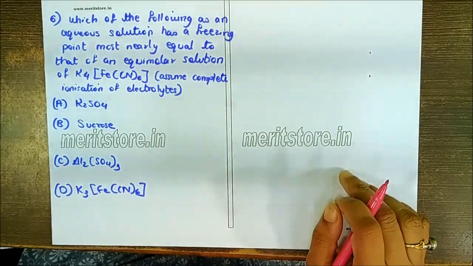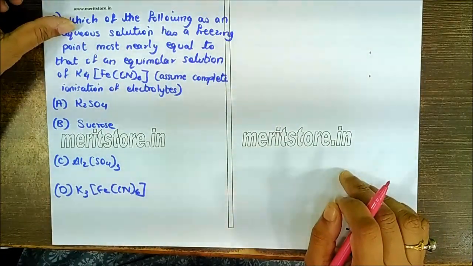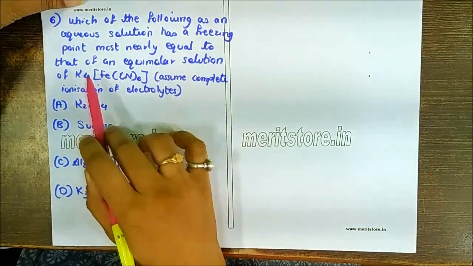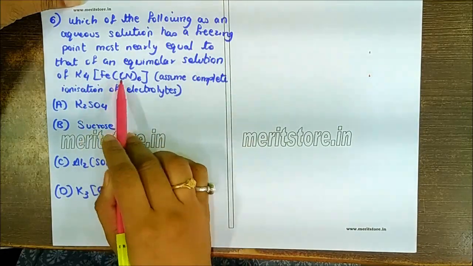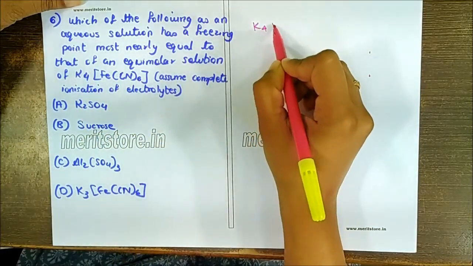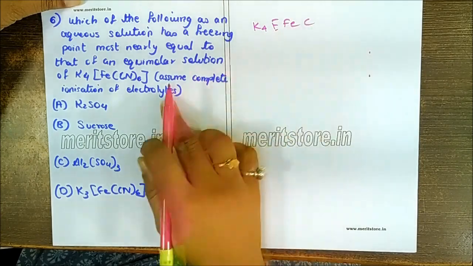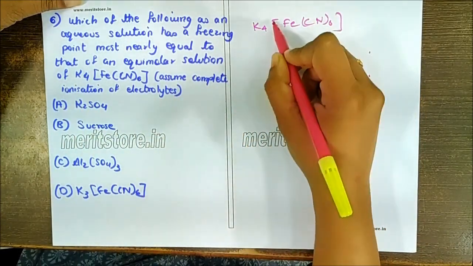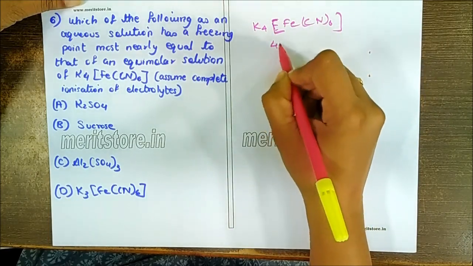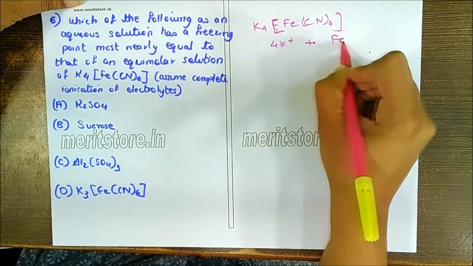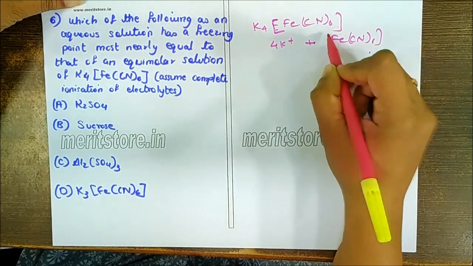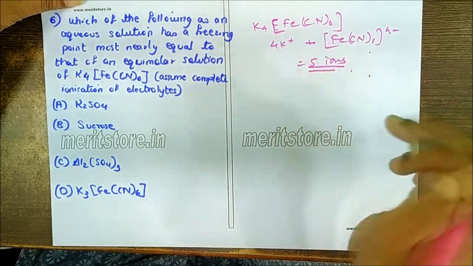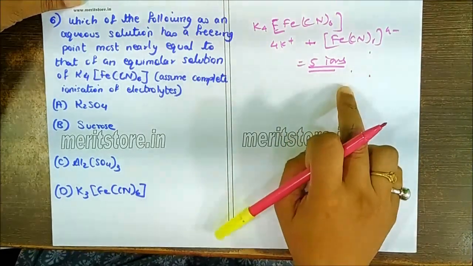Question number 6: which of the following aqueous solutions has a freezing point most nearly equal to that of an equimolar solution of K4[Fe(CN)6]? If we talk about K4[Fe(CN)6], we have to assume that complete ionization will occur. This is a coordination compound. When it dissociates, we get 4 K+ ions and 1 [Fe(CN)6]4- ion, so we are getting a total of 5 ions. So the one which can give us 5 ions will be the answer.